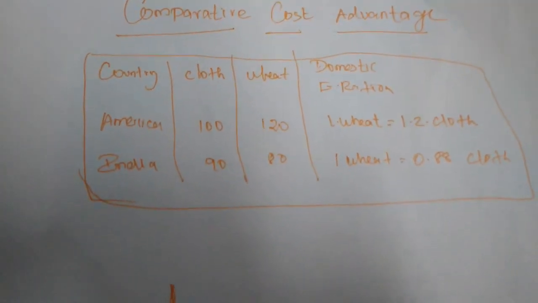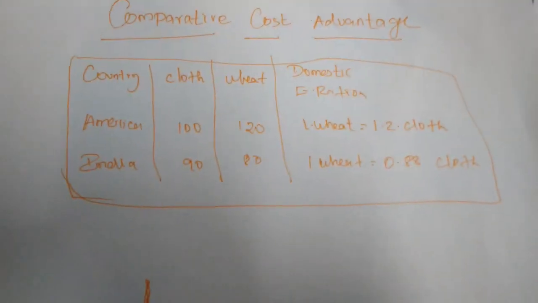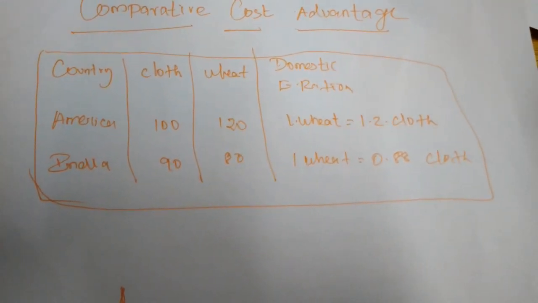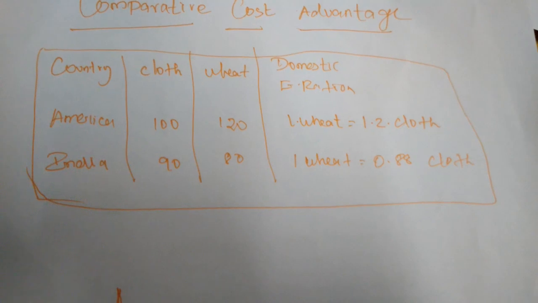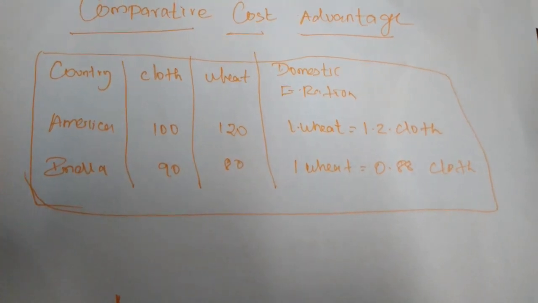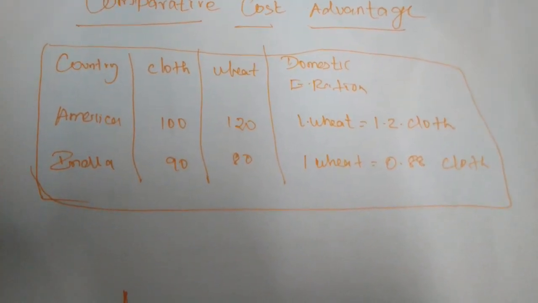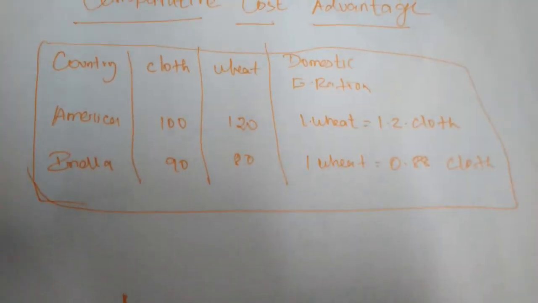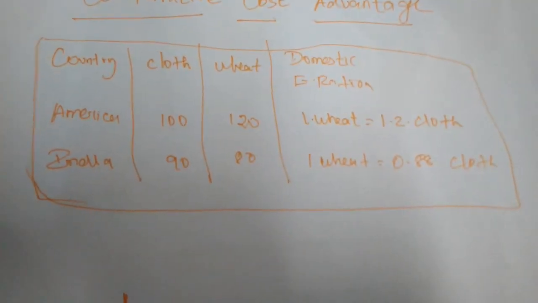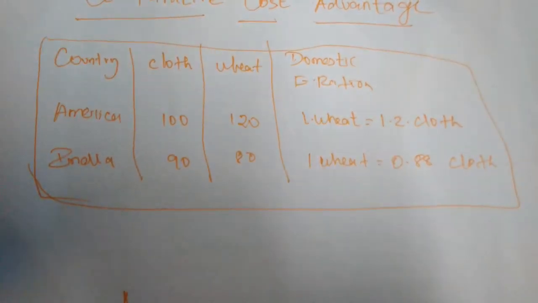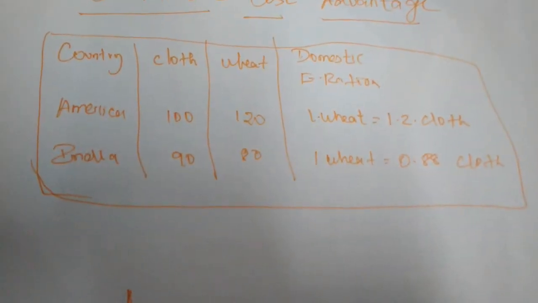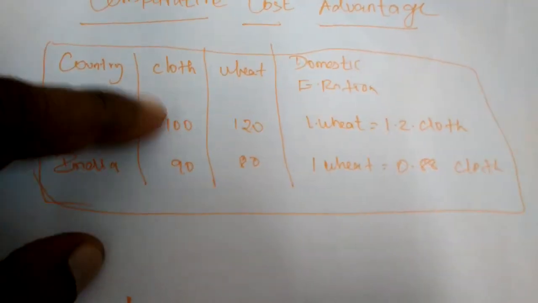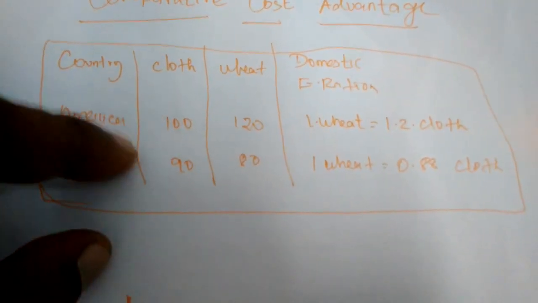So 80 by 120 is less than 90 by 100. India is going to produce wheat at 80 units of labor, and at the same time India produces 1 unit of cloth with 90 units of labor, but America produces 1 unit of cloth by using 100 units of labor. So there is no great disadvantage.